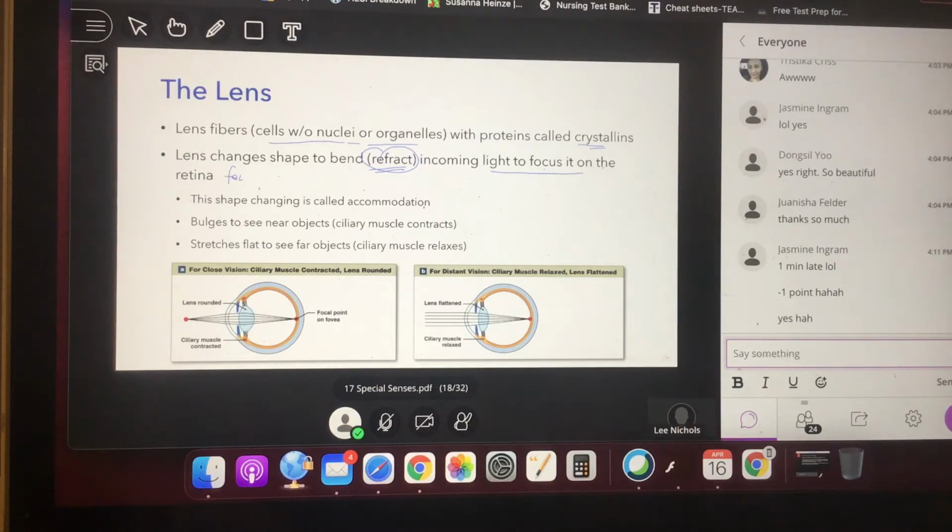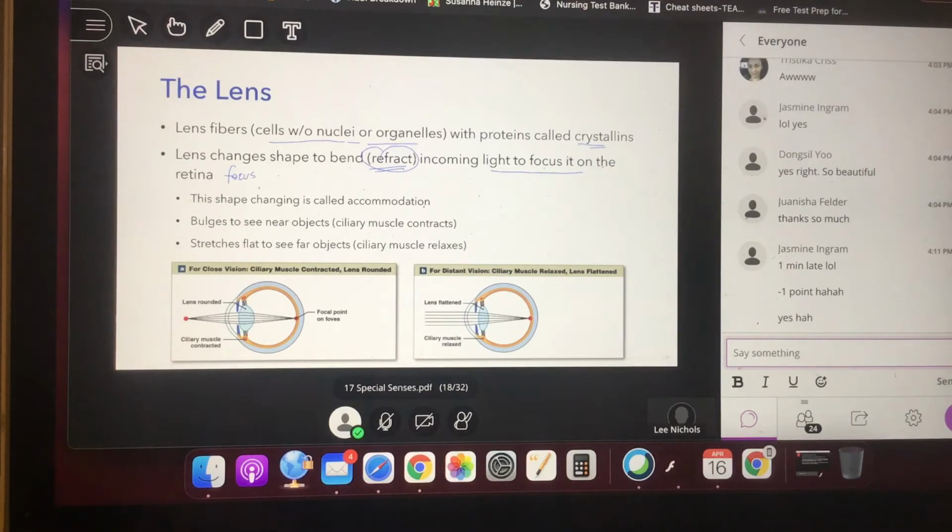Or focus, another one, focus the light. It's not the only thing that focuses. In fact, if you look at these images down here at the bottom, the cornea also does a lot of focusing of the light as well. And so the cornea and the lens together help to focus.